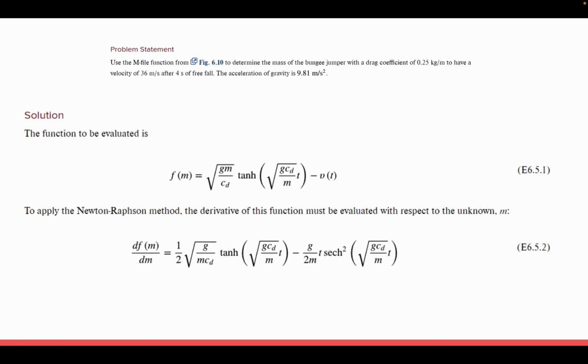However, in the next problem, it kind of amps up a little bit. Here we have a problem using a drag coefficient for a bungee jumper in free fall. We're given 7 variables: gravity, velocity, the drag coefficient. Fortunately, the book gave us the function and the function's derivative to make plugging this into Python a little bit easier. Well, maybe not that part, but not doing the derivative on our own.